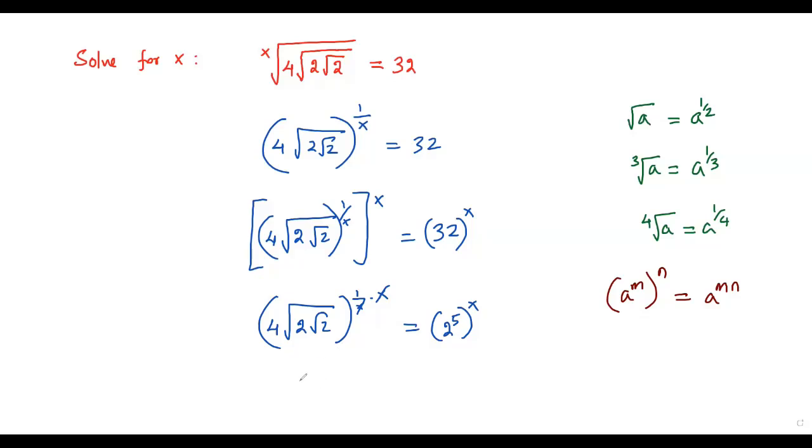Now what do we have on the left side? It's 4 times square root of 2 times square root of 2 equals, and on the right we can multiply these two exponents. Then I'll get 5 times x, so it will be 2 to the power 5x. Let me continue on the next page.